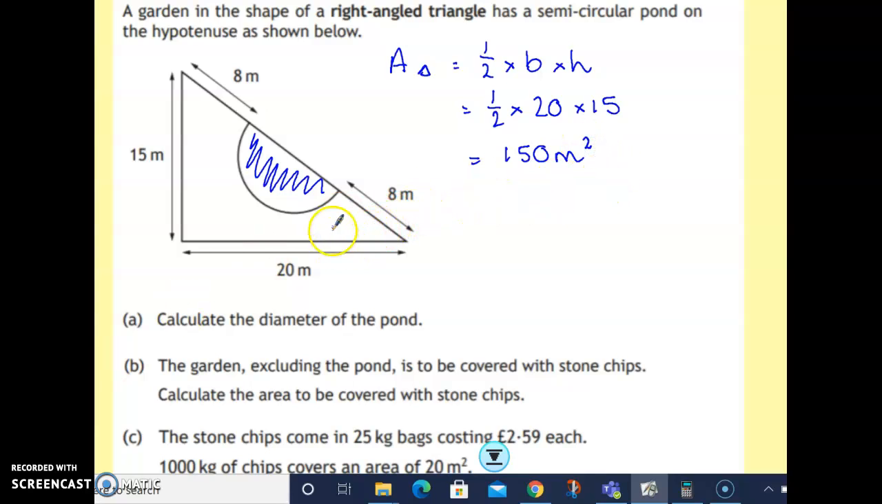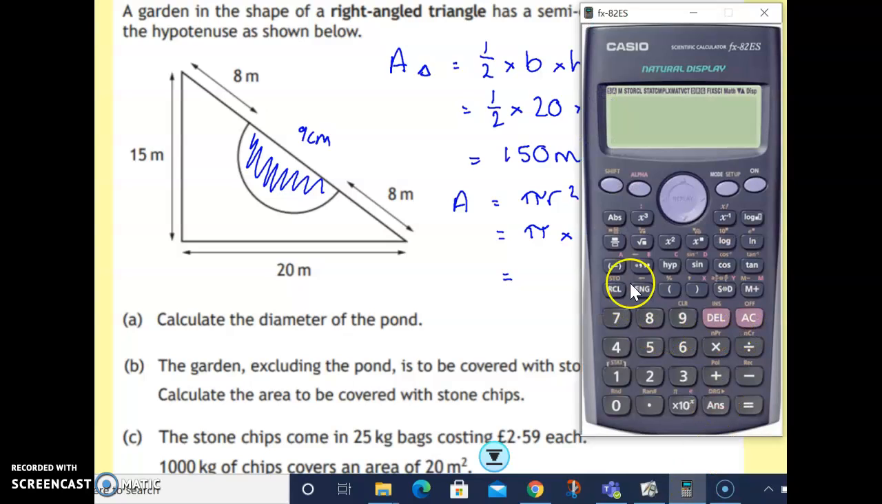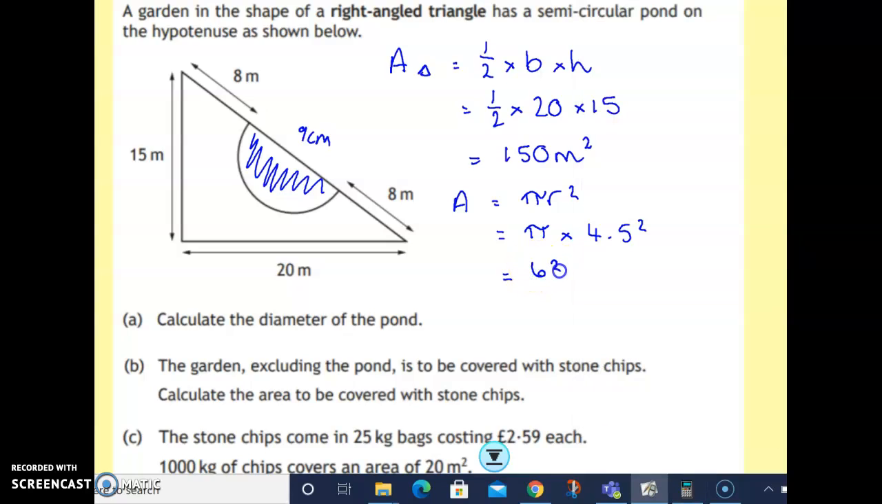Now we need to find the area of the semicircle. I'm going to start just by finding the area of a full circle. The area of a full circle is pi r squared. The diameter we worked out already to be 9 centimetres, and the radius is half of that, so the radius is 4.5 centimetres. So I'm going to do pi times 4.5 squared. Remember, if you're using 3.14, write 3.14. If you're using pi, write pi. That's 63.62.